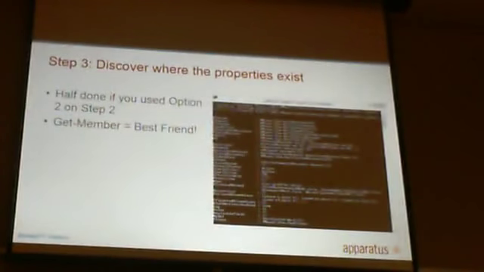We've got an option 2. If you performed option 2, you're going to have most of that information already available to you because you've browsed through and seen where that information exists. And remember, Get-Member is going to be your best friend. So let's actually jump in and do a demonstration here.